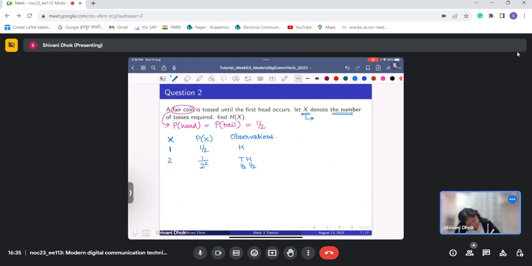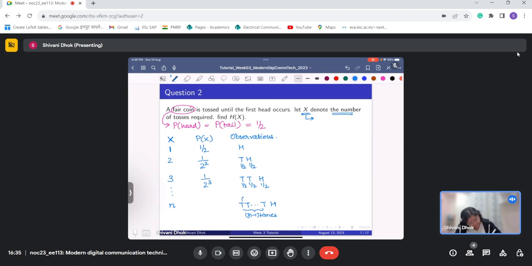Now suppose this occurs, TTH, that is, at the third toss I observed a head. Here the tails will come with probability half, again half and half. So this will be 1 upon 2 to the power 3. Now so on, let's say X is n. That is, at the nth toss I am able to see a head. That is, I'll see tails n minus 1 times, and then I'll see a head.